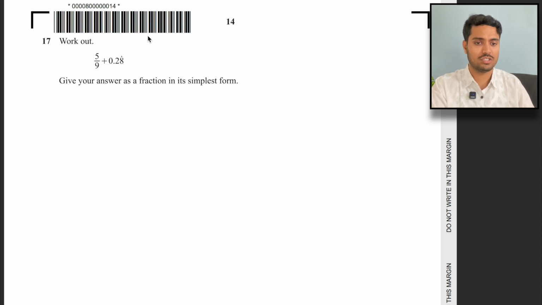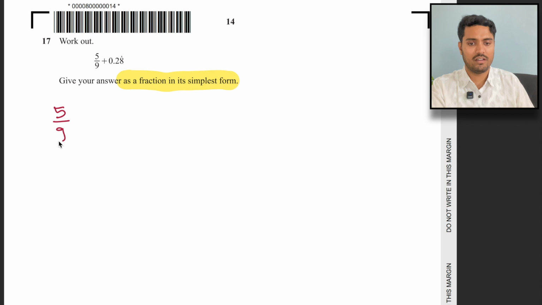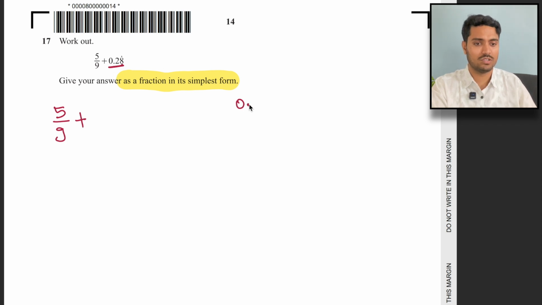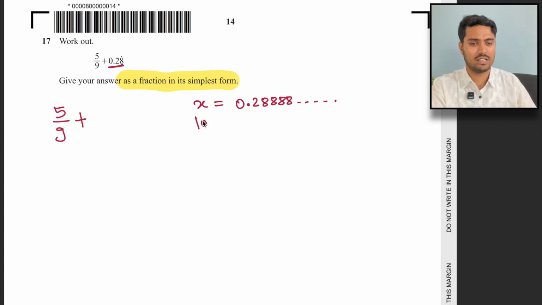Give your answer as a fraction in its simplest form. We have to write the final answer as a fraction in its simplest form. So let's convert. So we already have 5 by 9 plus we have to write this as a fraction first. So we have 0.2888 and so on. So let's mark this as x.